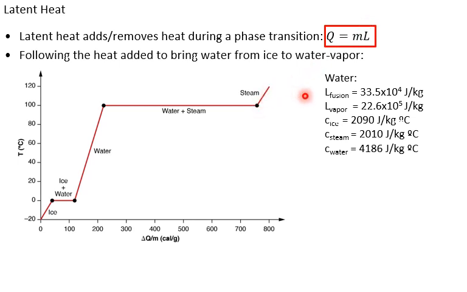And as an example for water, here are the different latent heats. You see that for vaporization, this is about 10 times more energy than fusion. And then you have different specific heat capacities. For ice and steam, quite similar. For water, it's about twice as large.